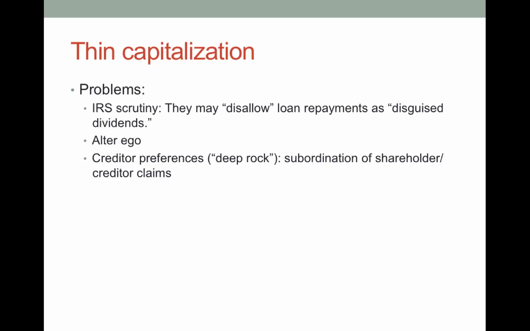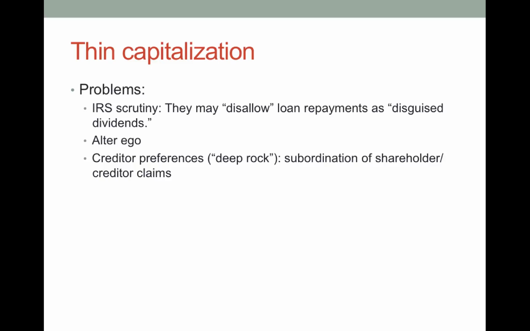In addition, what else could happen with thin capitalization? As we saw previously, the alter ego doctrine might apply because it might look like you are misusing the corporation for your personal purposes, dominating it for some improper purpose. So that doctrine may well apply so that you lose the benefit of the corporate shield.